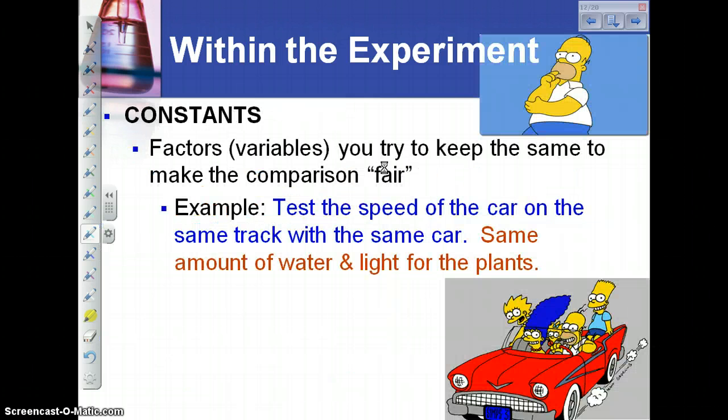Every other thing within that experiment is going to be a constant, a factor that you keep identical to keep the comparison and the trial fair, so that you know whether your one independent variable worked or not. In the case of our car, we're going to set it up so that they test on the same track, with the exact same car, at the exact same time, in the exact same weather conditions, and with the same driver, so that the only difference between those two cars is the engine itself. So that if there is a difference in speed, you know it's accounted for by that engine size.